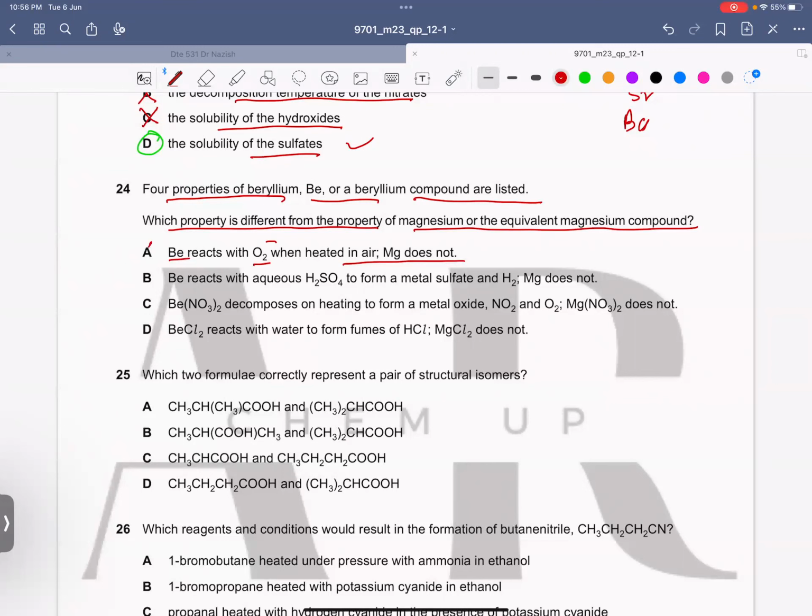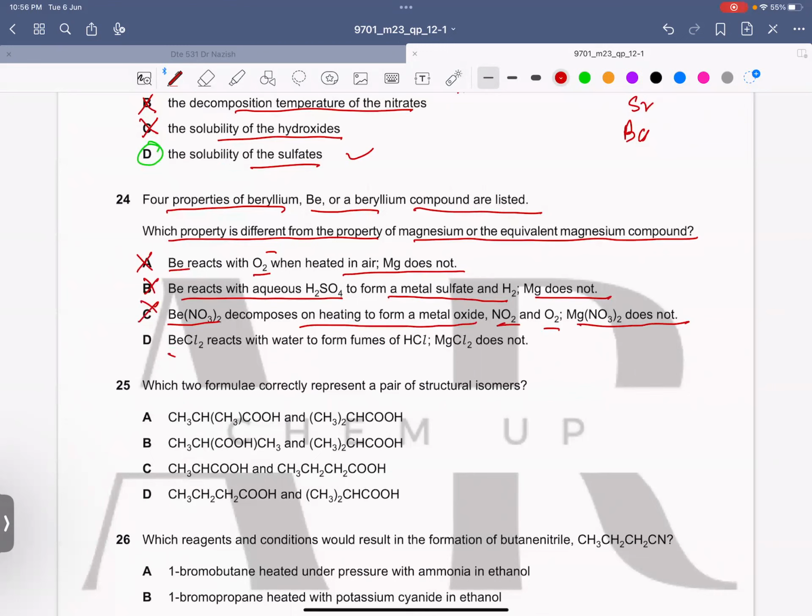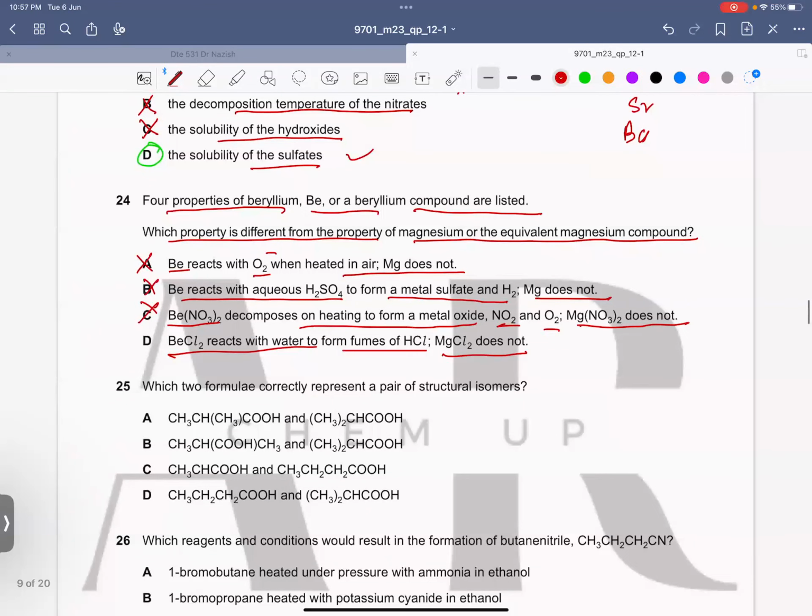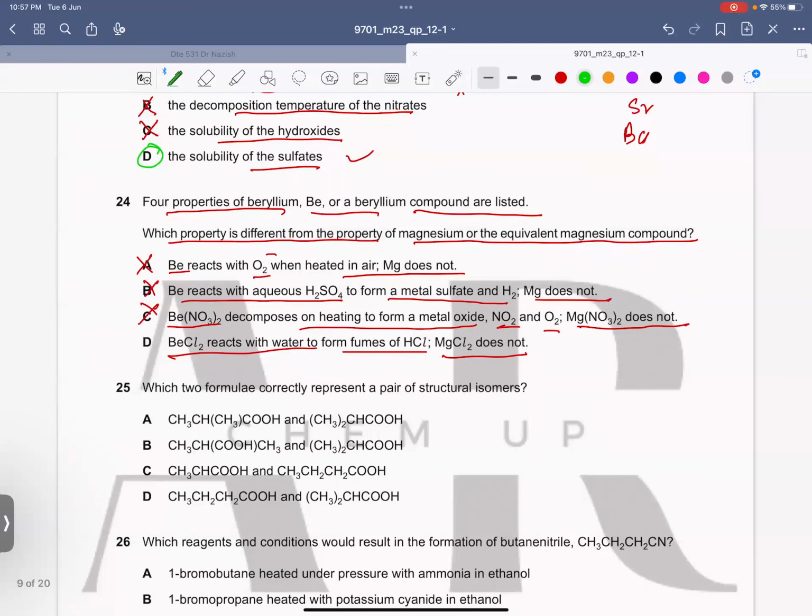This is wrong. Magnesium also reacts when heated in air. Beryllium reacts with dilute sulfuric acid to form a metal sulfate and hydrogen, magnesium does not. No, magnesium does the same. Barium nitrate decomposes on heating to form a metal oxide, nitrogen dioxide, and oxygen, magnesium nitrate does not. That is also wrong. Beryllium chloride reacts with water to form fumes of HCl, magnesium chloride does not. Yes, magnesium chloride does not show fumes of HCl. So that is the answer to this question.